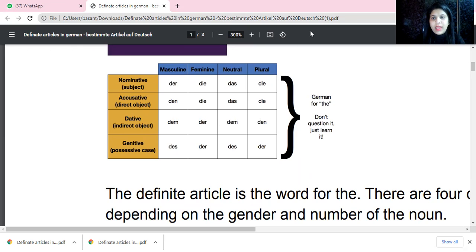Okay? And if you see here, it is very easy to learn because there is a change in masculine, there is a change in accusative. Masculine is different in nominative and in accusative. And feminine and plural are the same, and neutral, both are same. So this is how you need to learn.